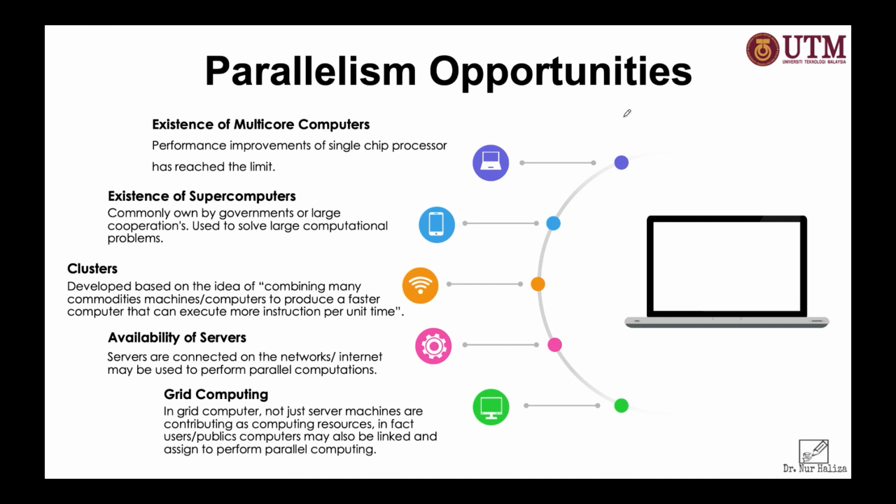What are the opportunities in parallel computing? There are basically five of these and more: the existence of multi-core computers, the existence of supercomputers, clusters, availability of services, grid computing, and so on. So you can go through them one by one. If I just read the slide, it is not supposed to happen.